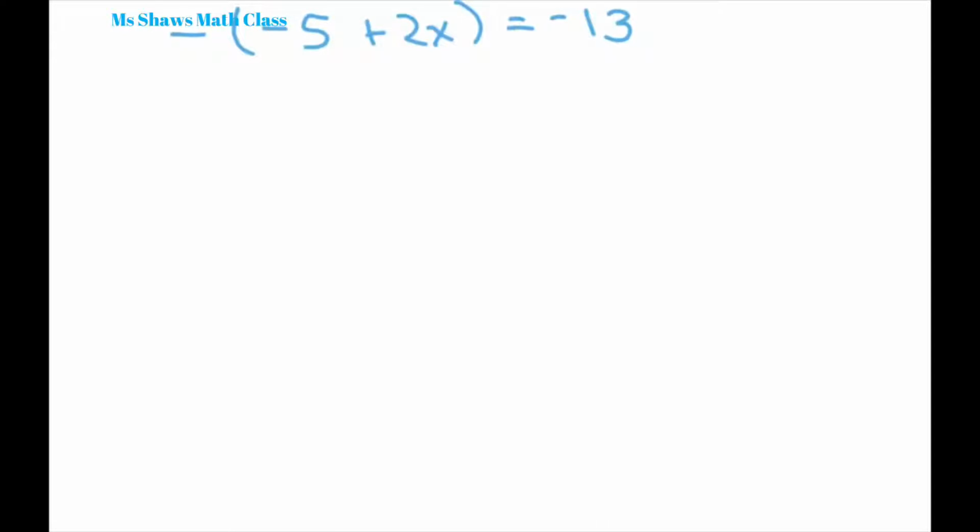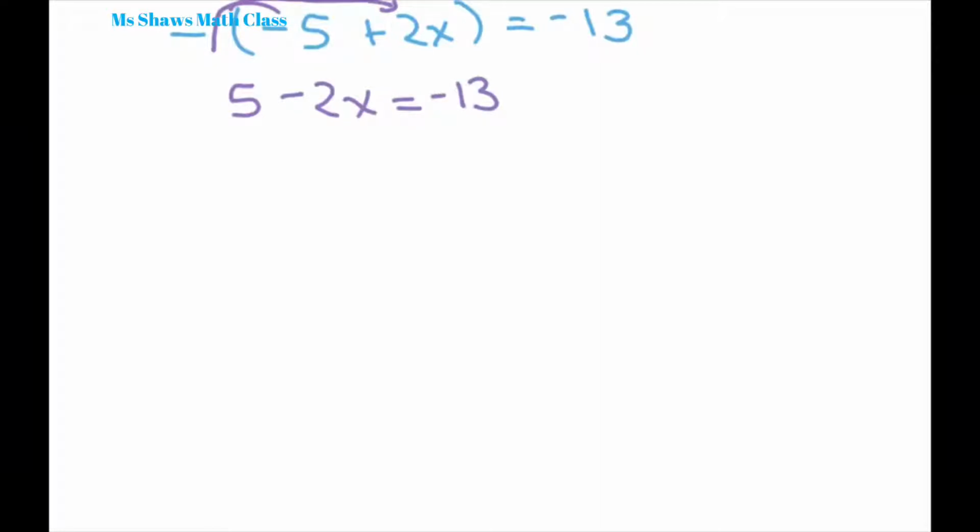For this one, just remember, when you have a negative out here, that's like saying -1. They just don't put the 1. It's a little redundant when you do that. So let's just use that. -1 times -5 is 5. We're using our distributive property. -1 times positive 2x is -2x. All right, and then you copy down everything.